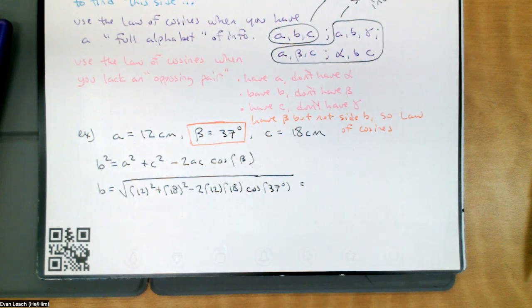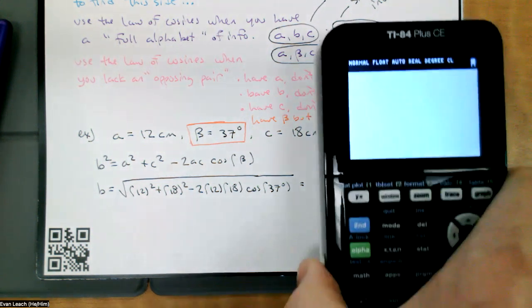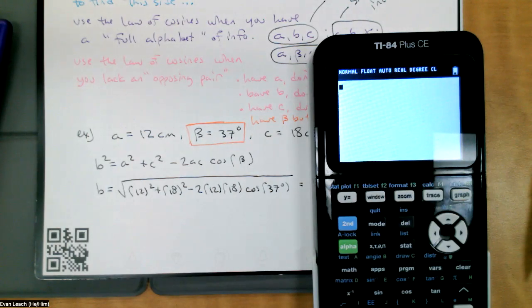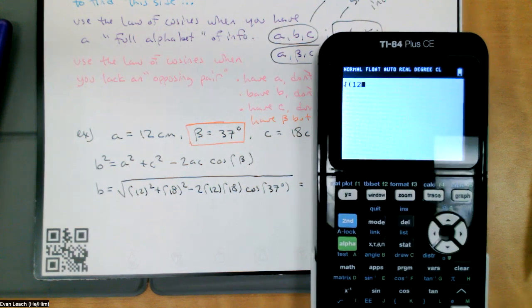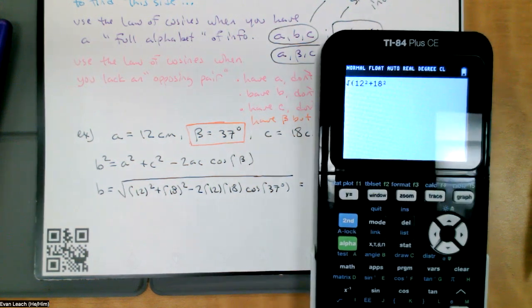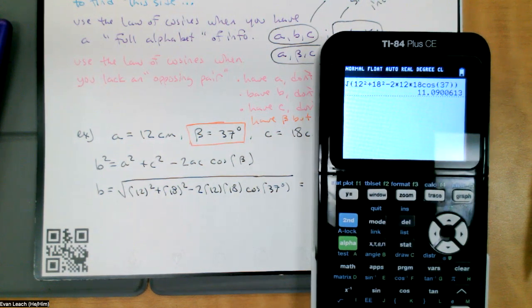So we're going to plug in the things that we know: A, C, and beta. And then we're just going to use our calculating machine. This is when we're going to be really sad if we left our TI-84 at home and have to do this on our phone calculator. TI-84 is great because we can type this whole thing in all at once. I want the square root of 12 squared plus 18 squared minus 2 times 12 times 18 times the cosine of 37 degrees. Close the cosine, close the square root. There's our side B.